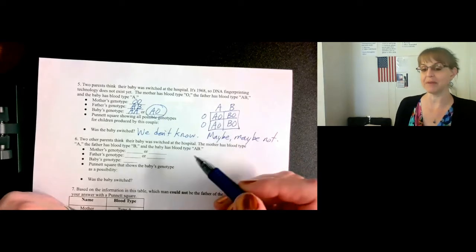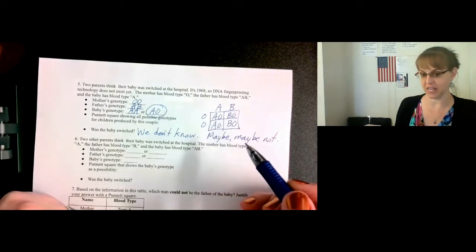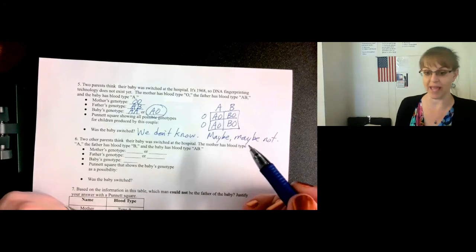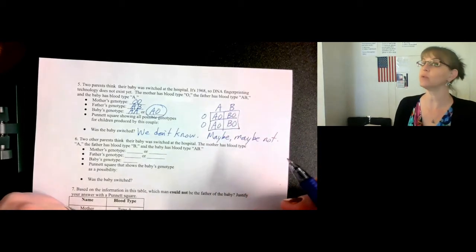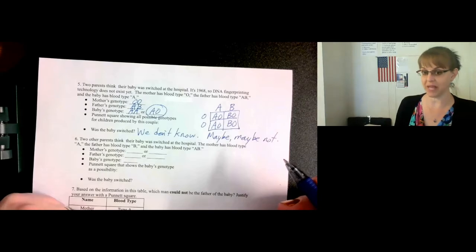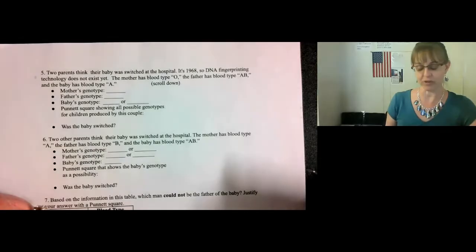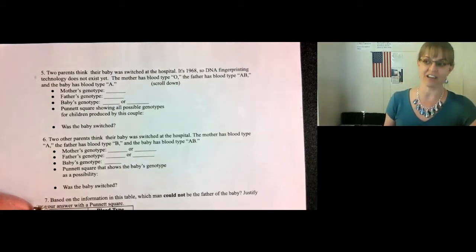However, if the baby had a different blood type, such as O or AB, that was not a possible outcome, then we would know that was not their baby and that it had been switched. That's why DNA fingerprinting is so important, because that will prove that it is their baby or is not their baby. With blood typing, you can only prove it is not their baby.